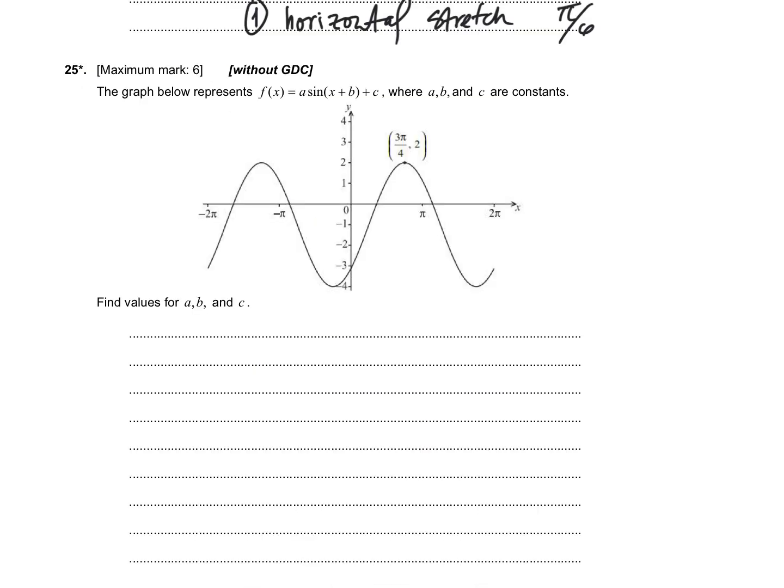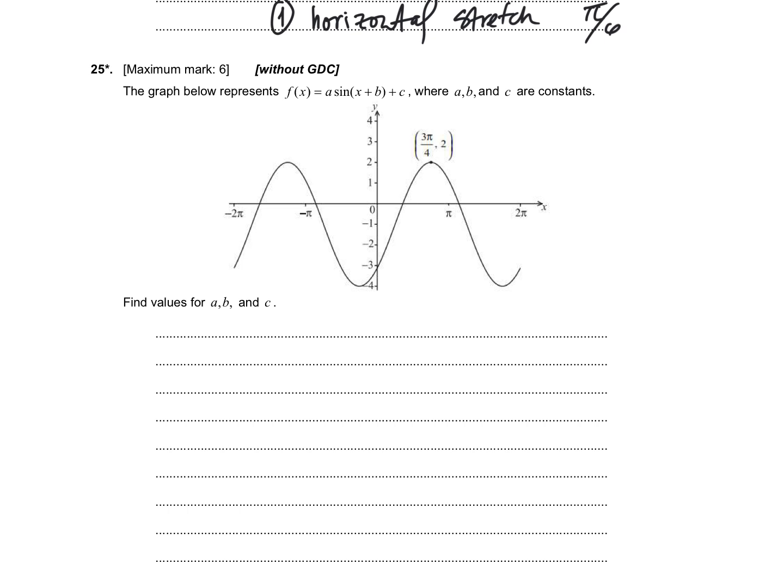All right, number 25. The graph represents that. We have to find that stuff. Okay, so max is 2, min is -4. So C is max plus min over 2. So that's going to be -1, and it looks like it. And then A is max minus min over 2. So that's 3. This is a sine function.